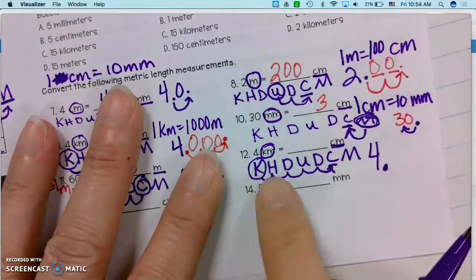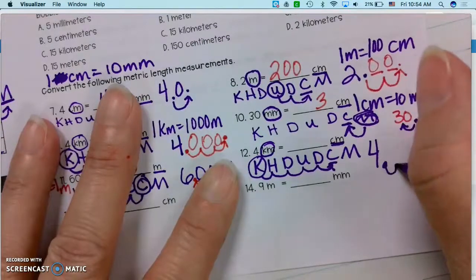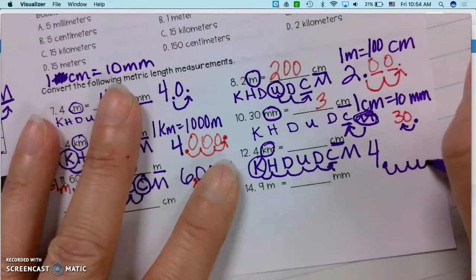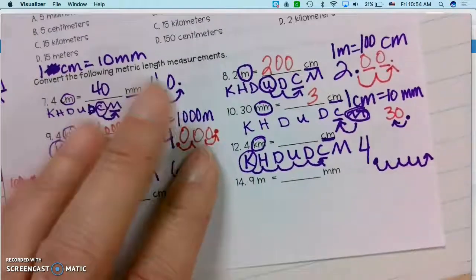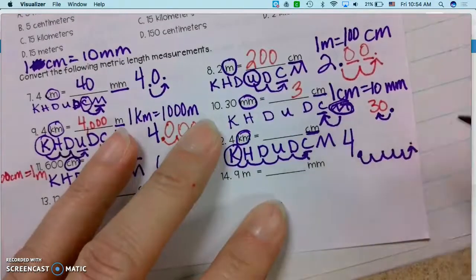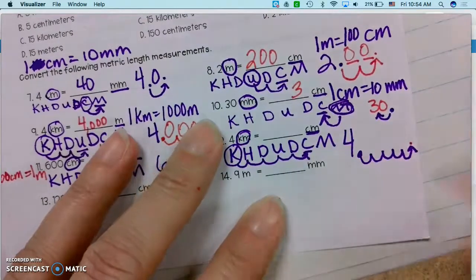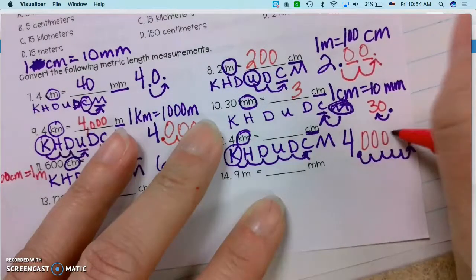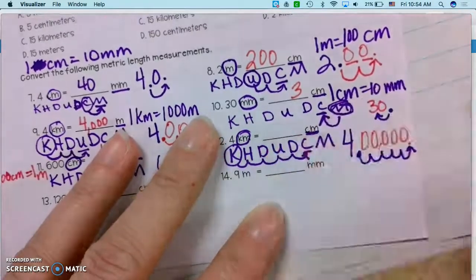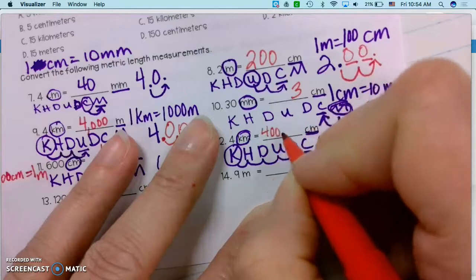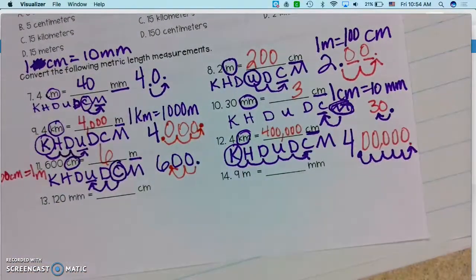I'm going to take my decimal, and however I had to move here, that's what I'm going to do to my decimal. So I'm going to move it 1, 2, 3, 4, 5 places to the right. Y'all with me? So what do I have to do in these empty spots? How many zeros do I need? 1, 2, 3, 4, 5. Very good. So my answer is 400,000 centimeters equal 4 kilometers.